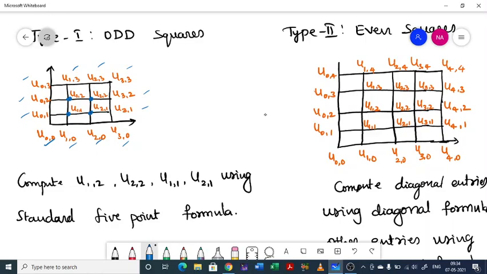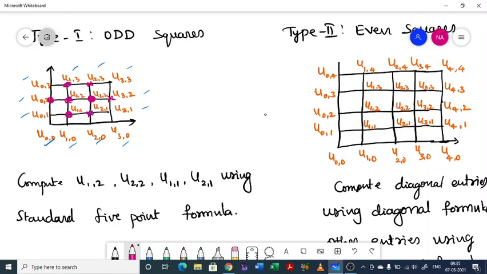The 5-point formula is very easy to write. Suppose you need to find this u1,2, then you have to take its neighbor points and their average. Neighbor points means the points adjacent to it. This point, this point, and this. Take the average of these 4, that will give you u1,2. Similarly to find u2,2, you have to take the average of the neighbor points of u2,2. That means you take this point, then this and this. You take these 4 and their average, that will be u2,2.